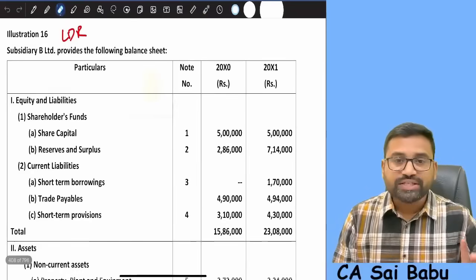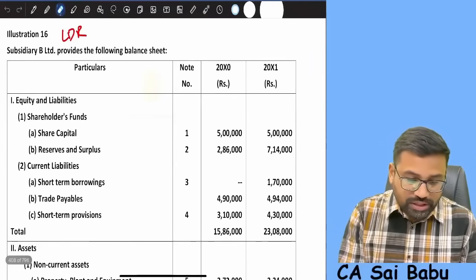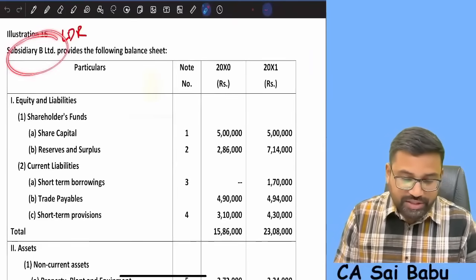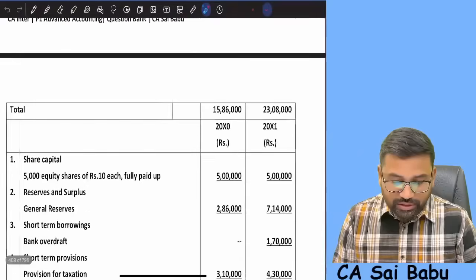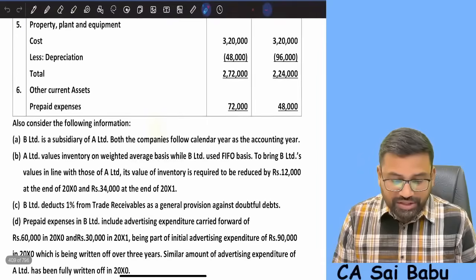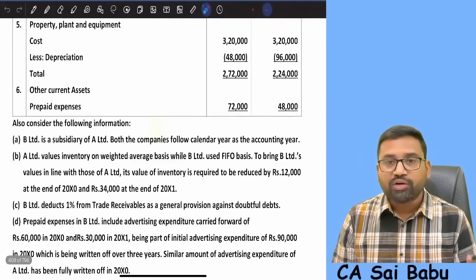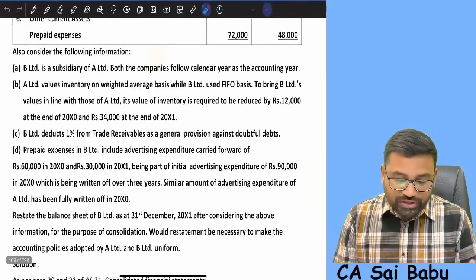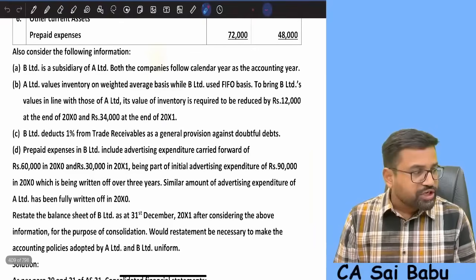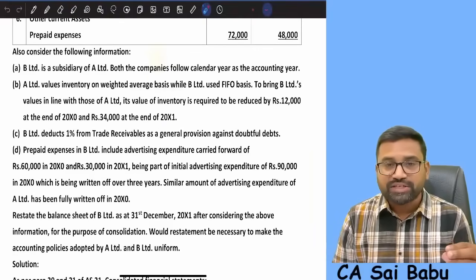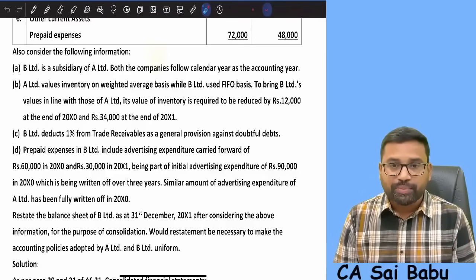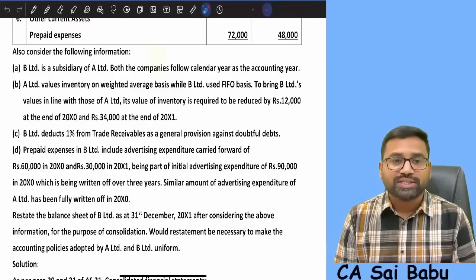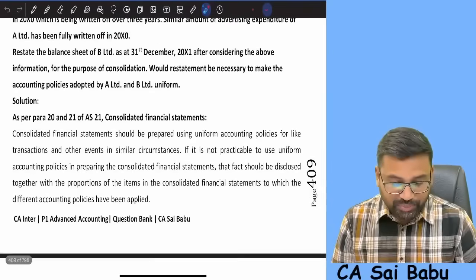Now, illustration 16, sir, in this question, they have given subsidiary company balance sheet, sir. And this subsidiary company balance sheet is not following the accounting policies in accordance with the parent company. Therefore, in this question, what we need to do is, first we need to convert the subsidiary company financial statement as per the accounting policies of the parent company. Then only we need to consider the subsidiary company for consolidation purpose.